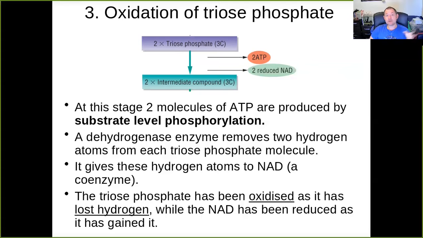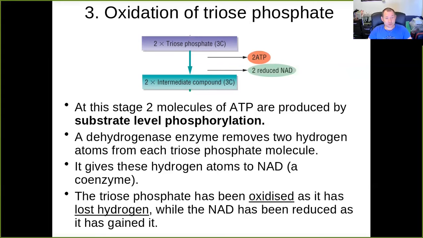So you've ripped some electrons from the triose phosphate. You've also taken some phosphate from there. That's why it's no longer a phosphate. The phosphate has gone to the ADP to make new ATP. And you've reduced NAD. Now, the reduced NAD is very important. I mentioned earlier that NAD is a coenzyme and helps lots of processes in our bodies work well. It's also very important for the mitochondria, which I will get to later.